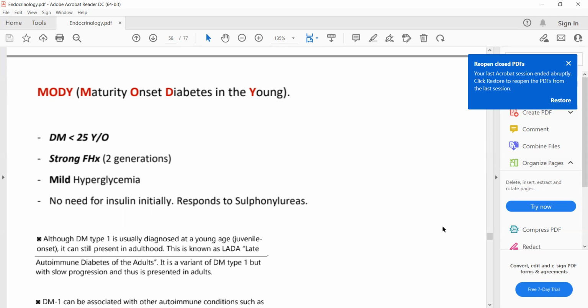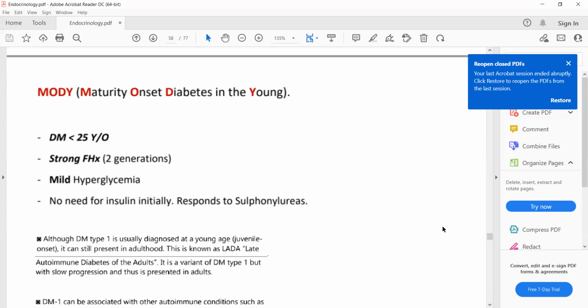Now, in some people, type 2 diabetes may occur at a very young age. In people with a strong family history of diabetes, such as history of diabetes in 2 generations, type 2 diabetes can manifest early, such as at a very young age, usually below 25 years of age. This type of type 2 diabetes mellitus is called MODY or maturity onset diabetes in the young.